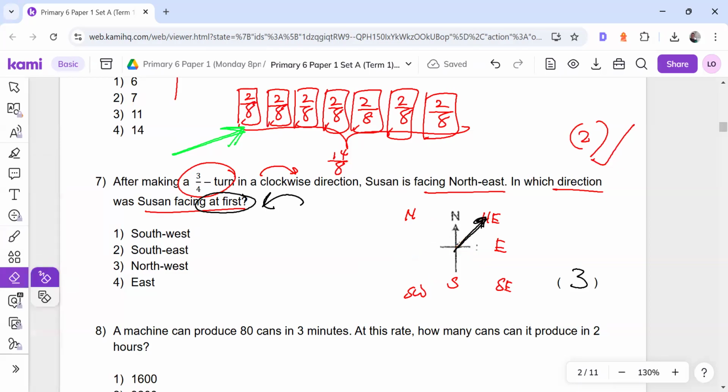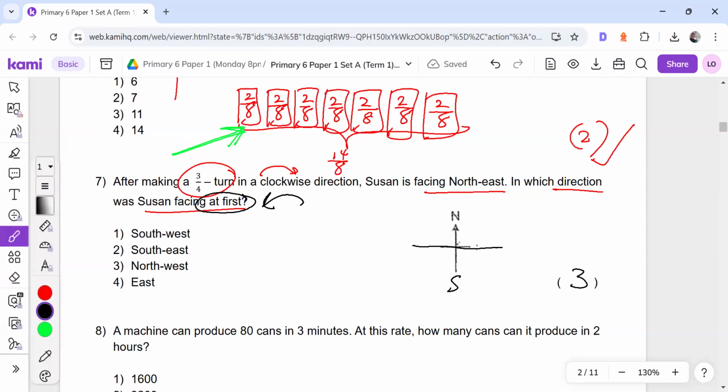Okay, let me just erase and do it again, just to make sure that I don't make any mistake here. Let's draw the compass again. So north, south, west, east, and this is your northeast. This is your southeast, southwest, and your northwest. After making a three-quarter turn in the clockwise direction, Susan is facing northeast. So where is northeast? Here, northeast. So how do you find where she's facing at first? You turn backwards. So from here, you go anti-clockwise. Anti-clockwise, 1/4, 2/4, 3/4, southeast.